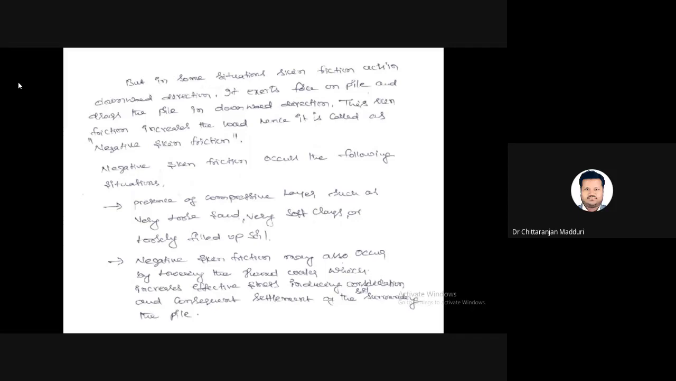One is the presence of compressible layers such as very loose sand, very soft clays, or loosely filled up soil. Negative skin friction may also occur by lowering the groundwater, which increases the effective stress, inducing consolidation and consequent settlement of the soil surrounding the pile.